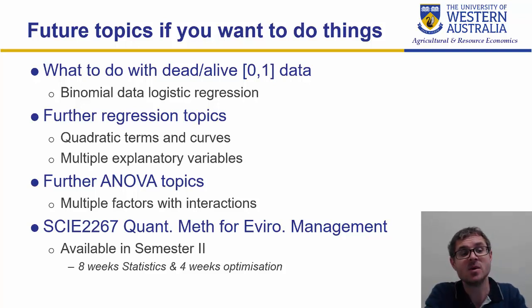And I'll end with a plug for my second year unit, which is quantitative methods for environmental management. It's a much smaller group of people that take this course. We all fit in the lab together. It's traditionally been 9 weeks of statistics and 4 weeks of some other optimization. Next year we're going to 12-week semesters, so it'll be 8 weeks of statistics and 4 weeks of optimization. And I cover those things.